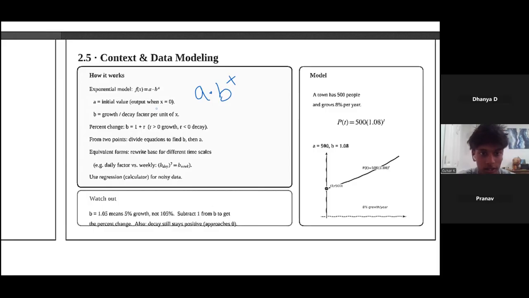It is because when x is 0, it's going to be a times b to the power of 0. And we know that anything to the power of 0 is just going to be 1. So it's going to be a times 1. So therefore, our y-intercept, which is when x is 0, is just going to be a. Do you guys see how that forms? No, let me erase that.